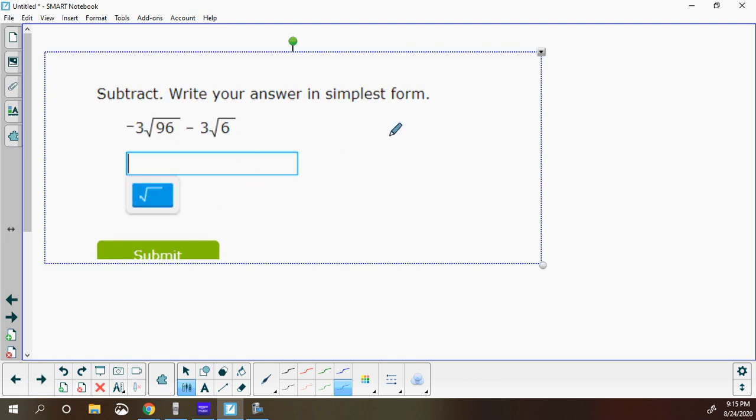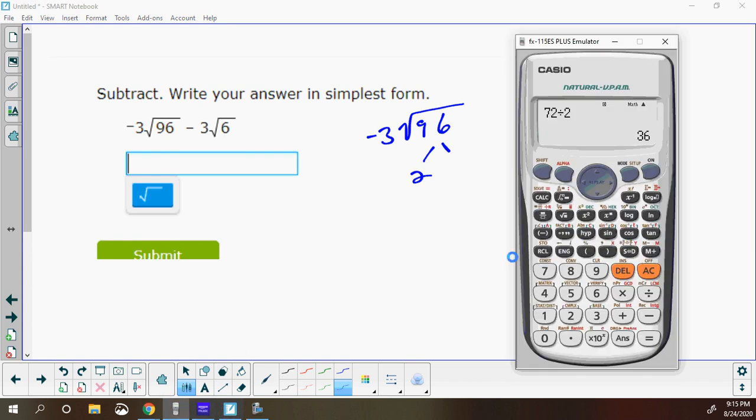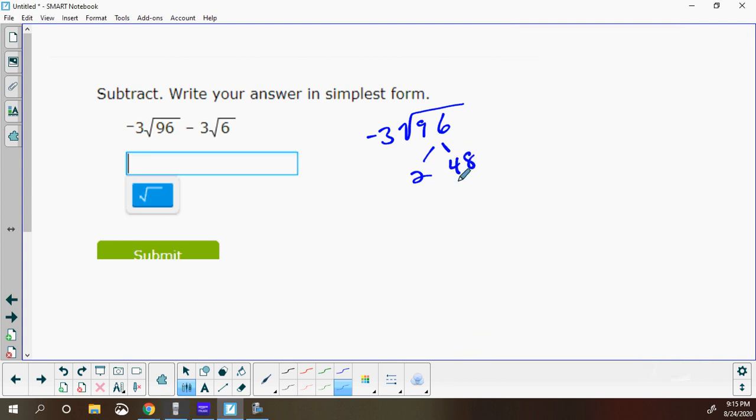We need to break up that 96. So, doing some side work. 2 and... don't tell me. 40... Should be 42. Should be 42. 48! What is wrong with me?